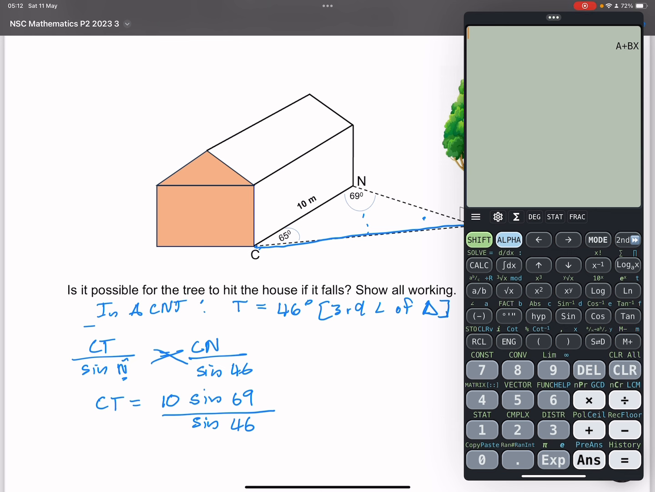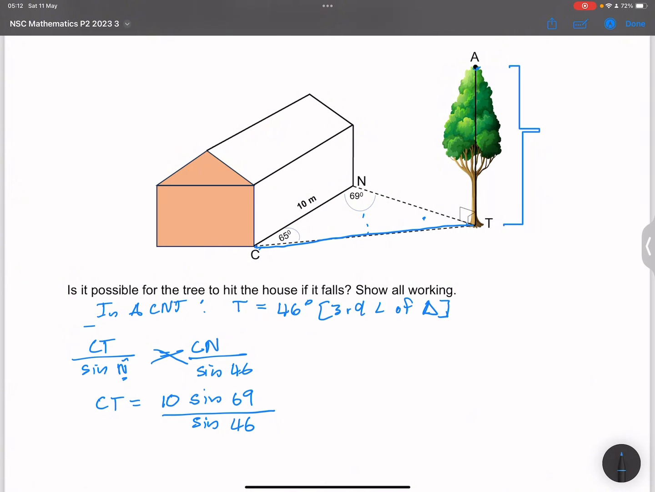So we're going to say 10 sine of 69 divided by the sine of 46. I get 12.9. We can actually round it off to 13, so I'm just going to make this 13 meters. So the side CT is 13 meters.